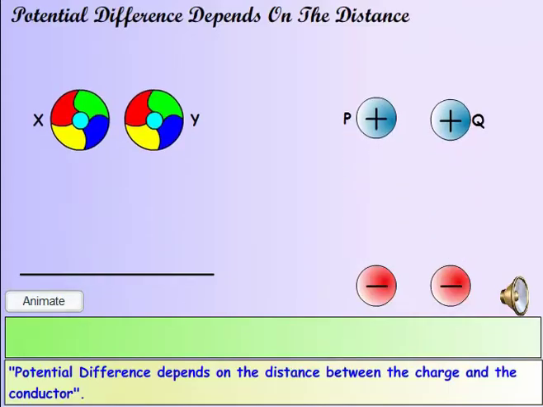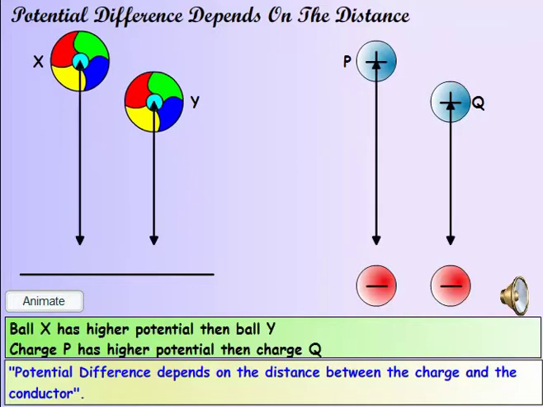The potential difference depends on the distance of separation. The ball X is raised higher than the ball Y. So the ball X will have a higher potential than the ball Y. Similarly, the charge P is separated further than charge Q from the positive charge, and hence will have a higher potential than charge Q.